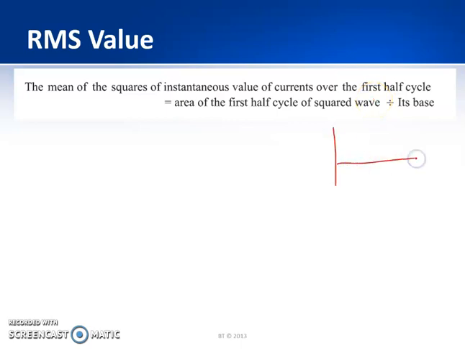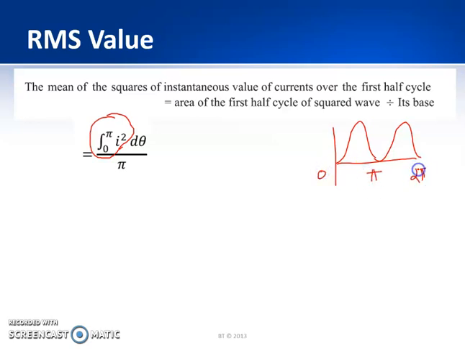You have your squared waveform like this. Since you already know the waveform equation i is equal to Im sin theta, the integration will give you the area of the first half cycle of the squared waveform. So this was 0, this is pi, this is 2 pi. We are taking only one half cycle. So integral 0 to pi of i square d theta divided by pi. That is nothing but 1 by pi integral 0 to pi Im square sin square theta d theta.